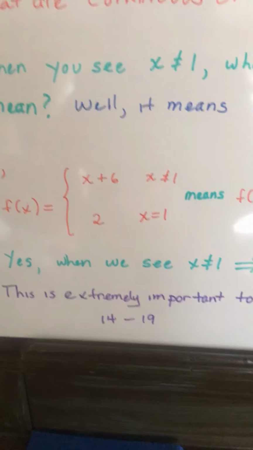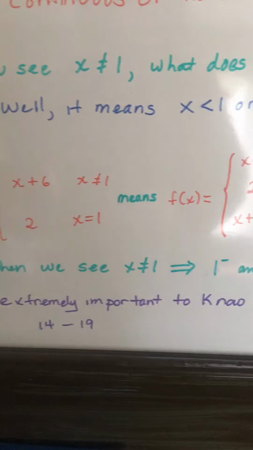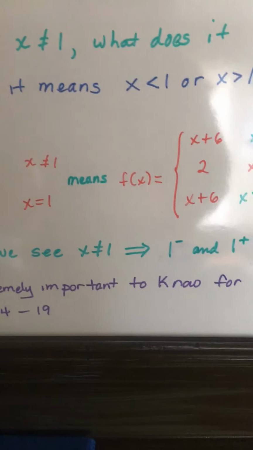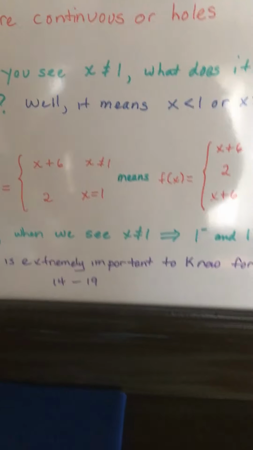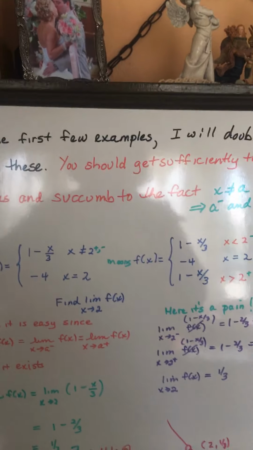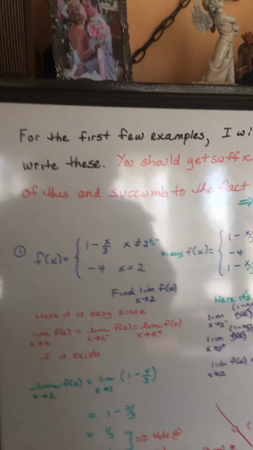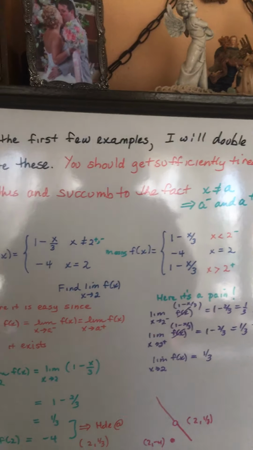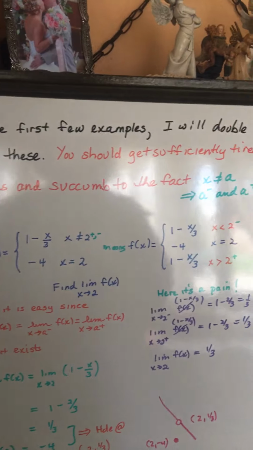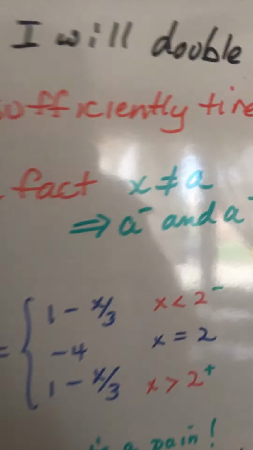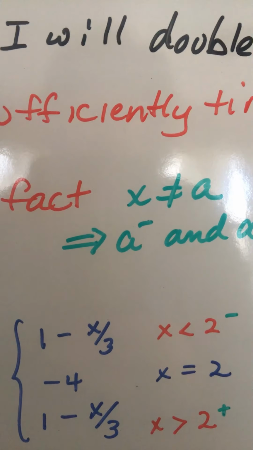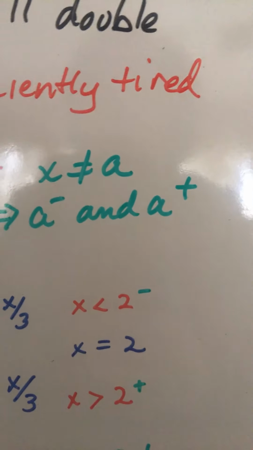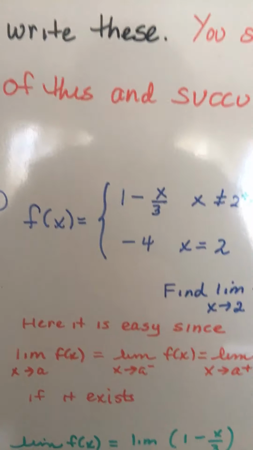So, yes, when we see x not equal to 1, it means that we're examining 1 from the left and 1 from the right. This is extremely important to know for problems 14 to 19. For the first two examples, I will double write these. You should get sufficiently tired of this and succumb to the fact that when x is not equal to a particular constant, it means we're approaching not only from the left but from the right. We're just not at the constant.